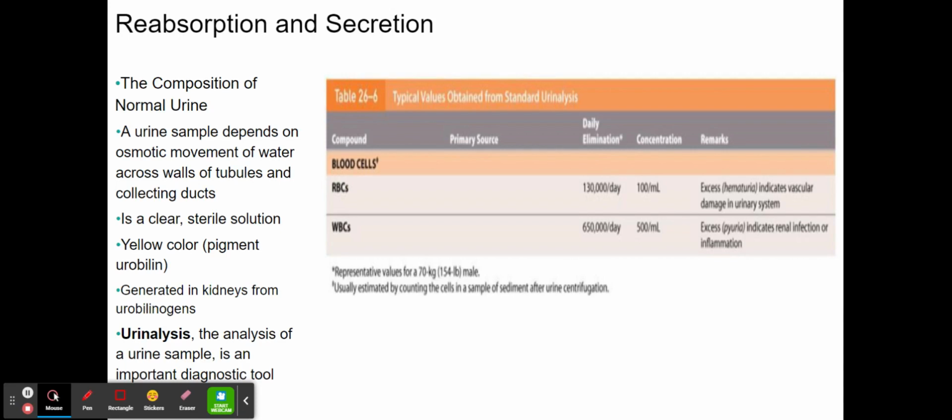Normal urine is a clear, sterile solution. Its yellow color comes from the pigment urobilin. The kidneys generate this pigment from the urobilinogens produced by the intestinal bacteria and absorbed in the colon. The characteristic odor of urine is due to the evaporation of small molecules such as ammonia. Other substances not normally present, such as acetone or other ketone bodies, can also impart a distinctive smell. Table 26-6 gives some typical values obtained from urinalysis.